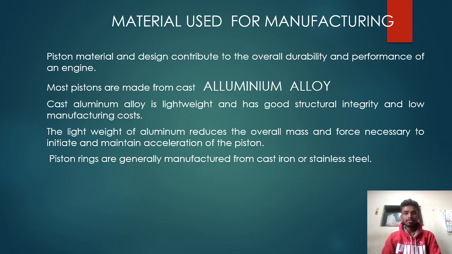Next is the material used for manufacturing pistons. Piston material and design contribute to the overall durability and performance of an engine. Most pistons are made from aluminum alloy. Cast aluminum alloy is lightweight and has good structural integrity and low manufacturing cost. The light weight of aluminum reduces the overall mass and the force necessary to initiate and maintain acceleration of the piston. Piston rings are generally manufactured from cast iron or stainless steel.